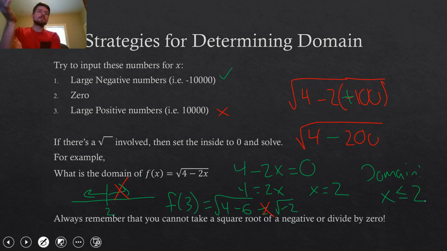Always remember, this is like a fundamental rule, and we're not going to see too many things more than this: you can't take a square root of a negative. And another thing to remember too is you're not going to be able to divide by 0. So if you've got a fraction and you might be dividing by 0, watch out for that. That's not going to be allowed for your domain.